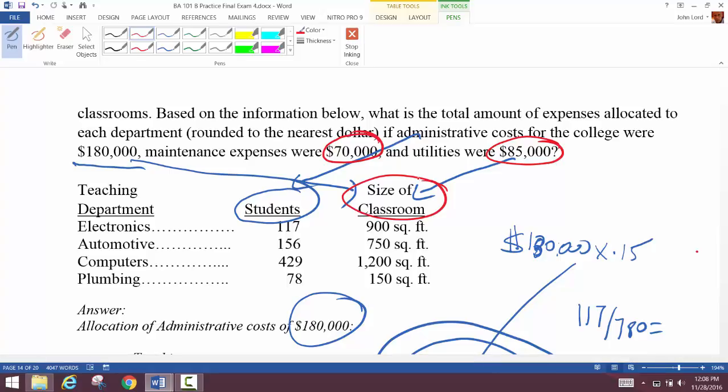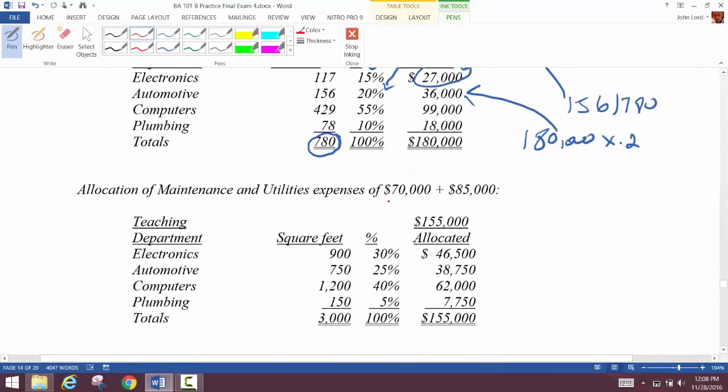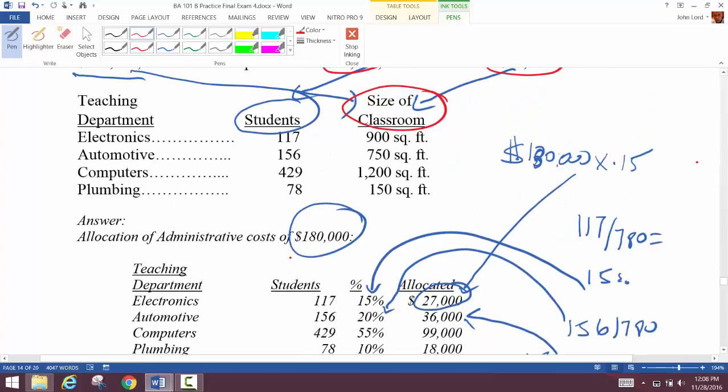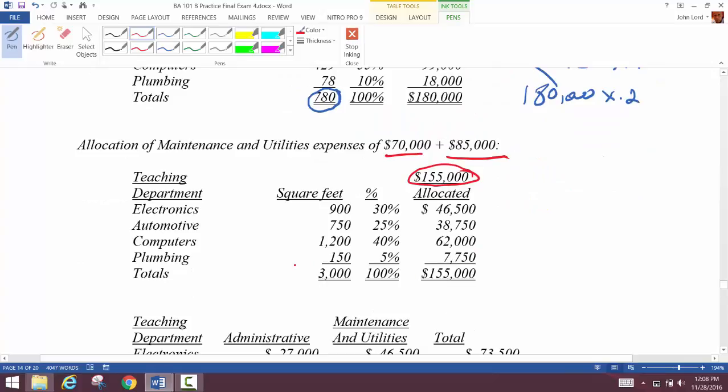Okay, so I come over, and you see that that's what they do down here. They pick up the maintenance and the utilities. So now we have 155,000 that's going to be allocated, and they're doing that based on the size of the classrooms that they got up there. That's the 900 for electronics, 750 for automotive, etc. They add all of that up. Shouldn't automotive be more than anybody? And I add all that up, and I get a total of 3,000, don't I?